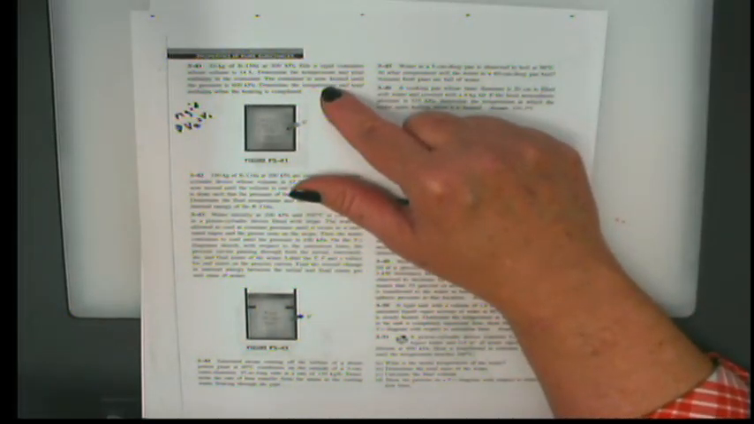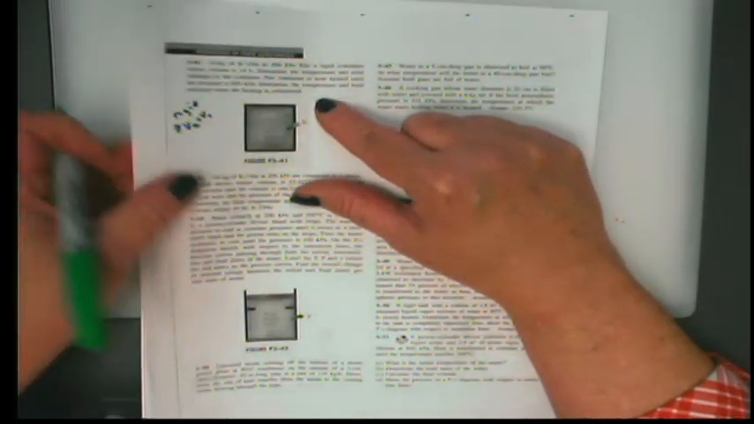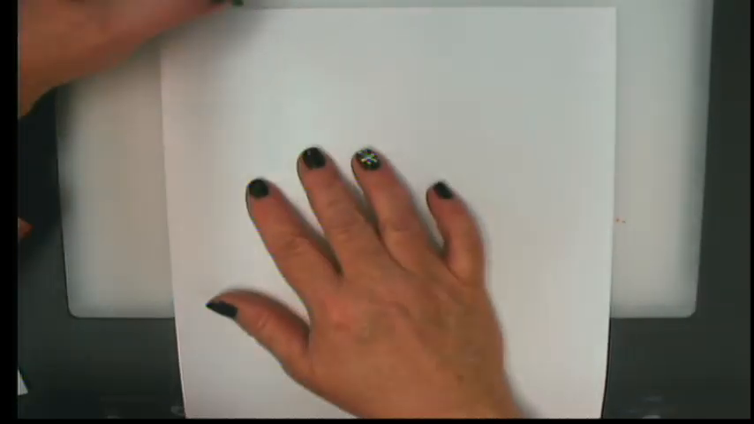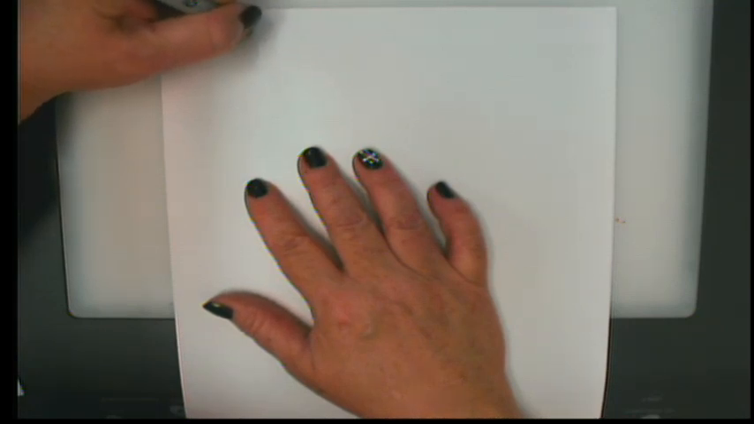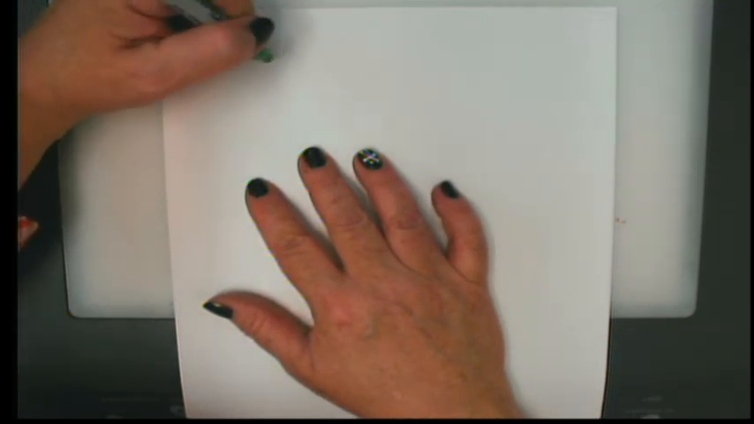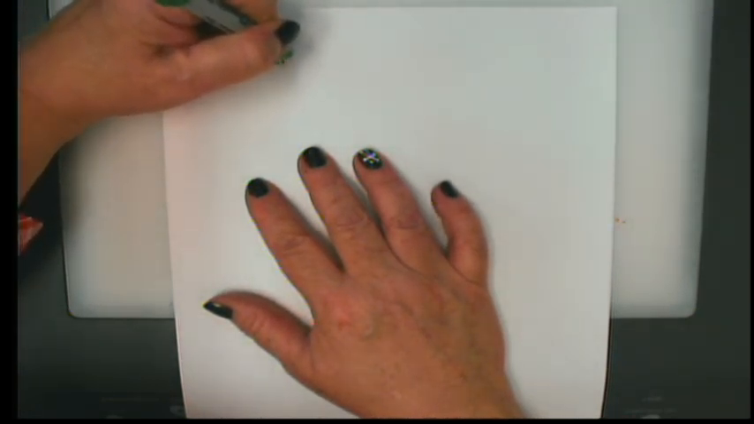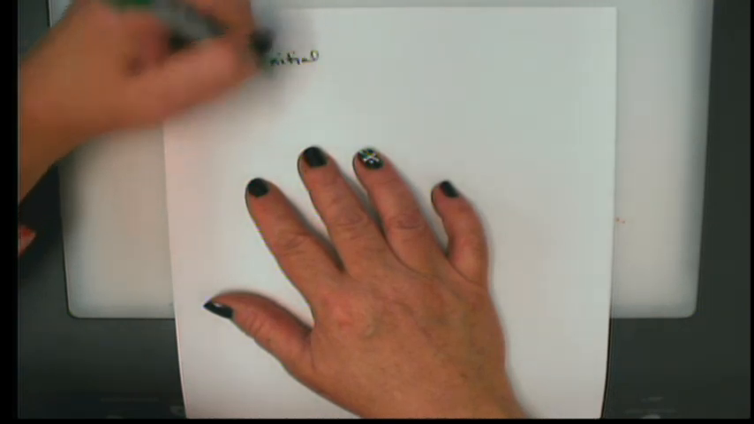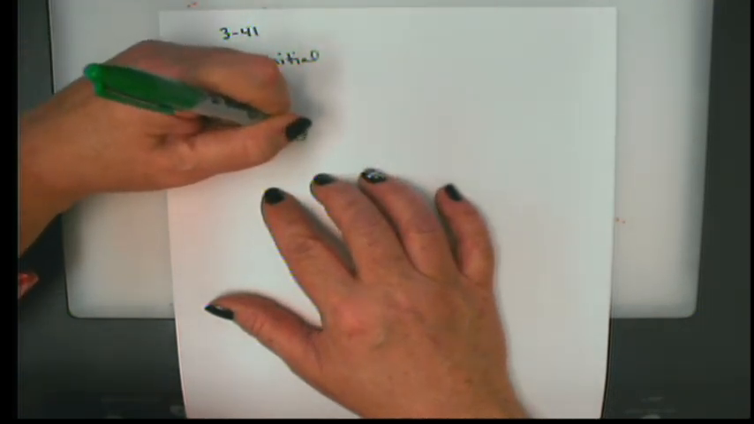Determine the temperature and total enthalpy in the container. The container is now heated until the pressure is 600 kPa. Determine the temperature and total enthalpy when the heating is completed. So on 3-41, we actually have two states. We have the initial state, and we have the final state.